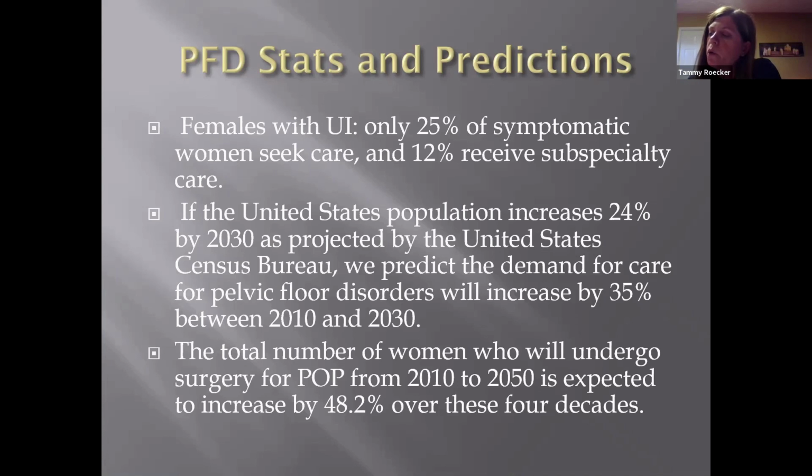The total number of women who undergo surgery for pelvic organ prolapse from 2010 to 2050 is expected to increase by 48.2% over these 4 decades. So there's a need for improvement and therapists. We need to catch these things earlier and be part of the solution.